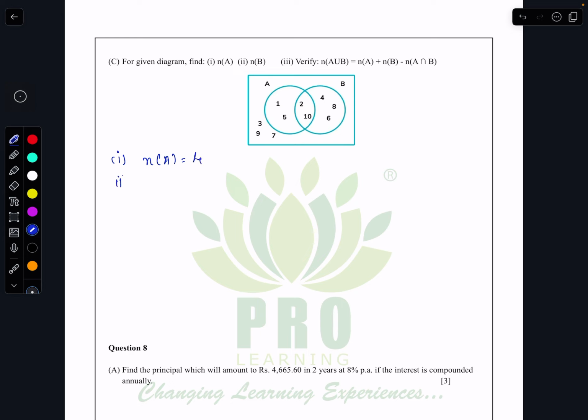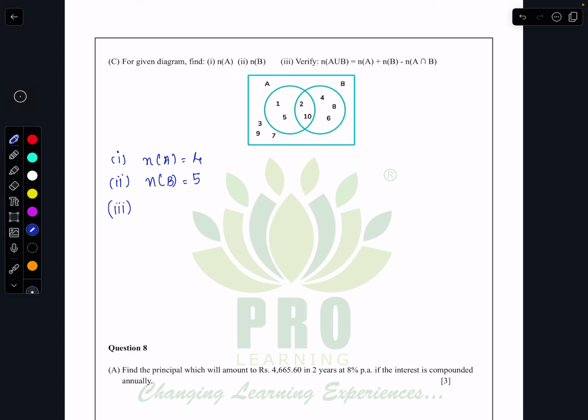Then it says cardinal number of set B. Set B. So here we know the elements here 1, 2, 3, 4, 5. So we have got 5 elements here. Then it is asking us to verify these numbers. So the third piece, when we start solving, it's a verification part.